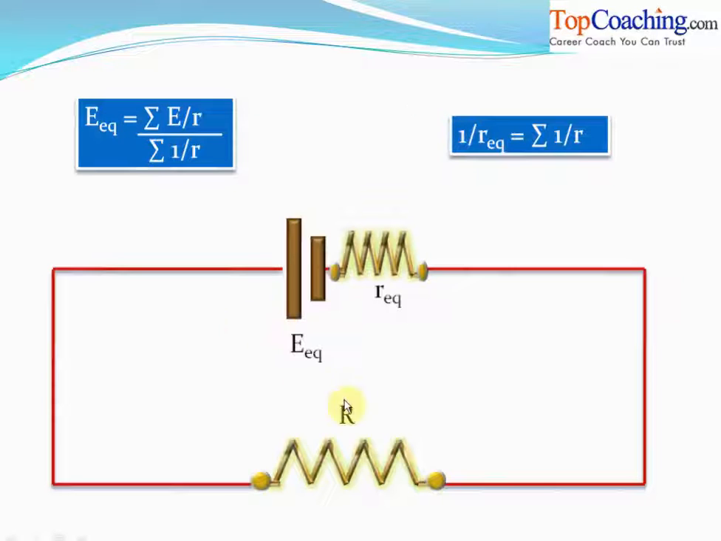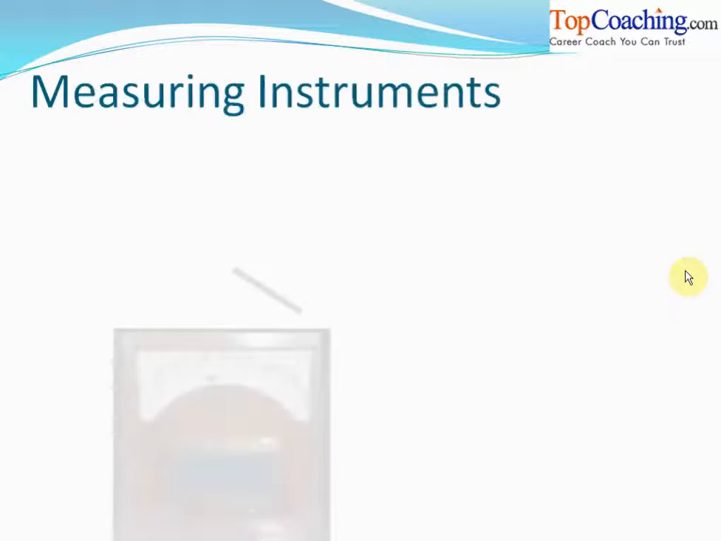So basically, the circuit that we saw on our previous screen can actually be replaced by this circuit. It can be replaced with a battery of EMF E equivalent, an internal resistance R equivalent, and of course our resistance capital R. So that was our study of batteries and internal resistances and batteries in series and parallel connections. Let's now move on to a topic that is very important for IIT JEE, measuring instruments.